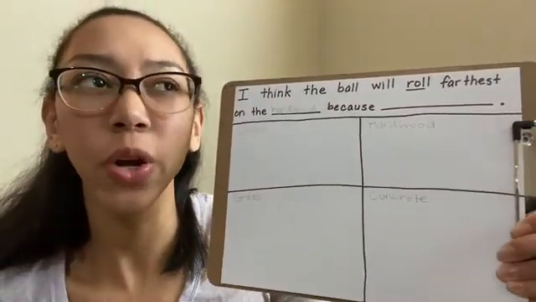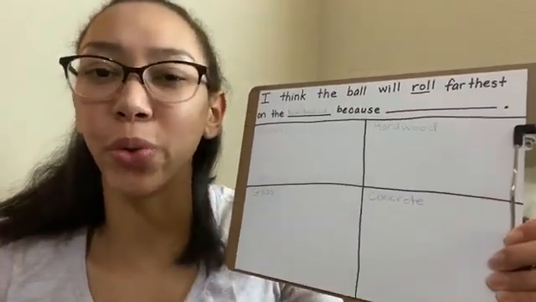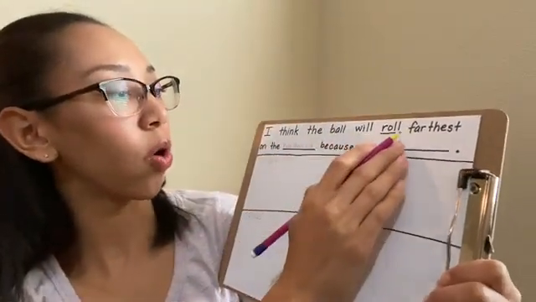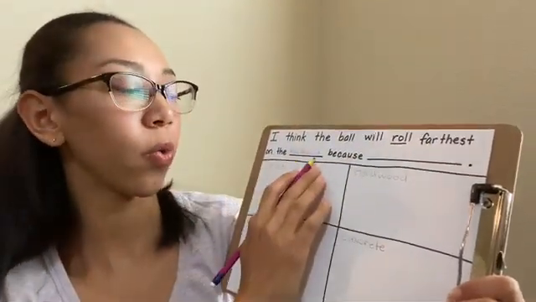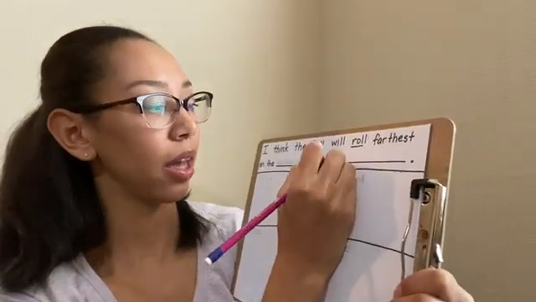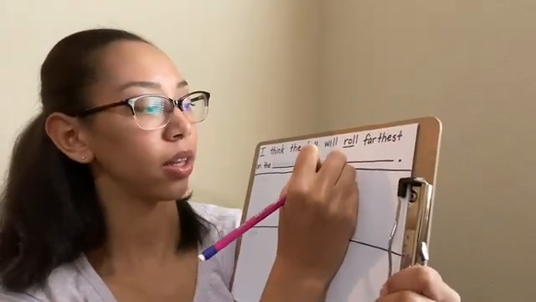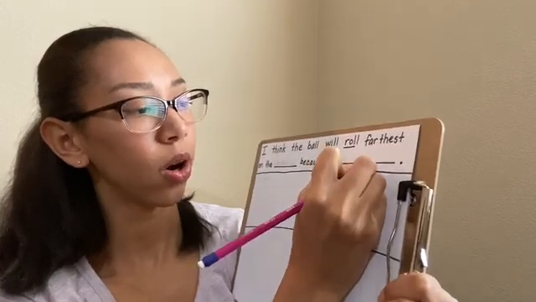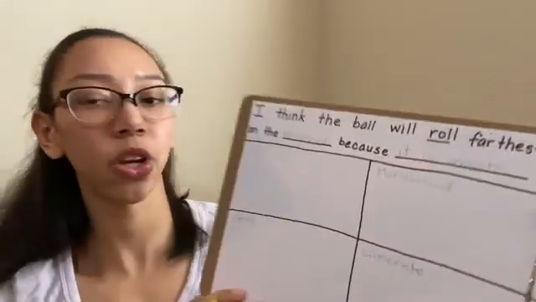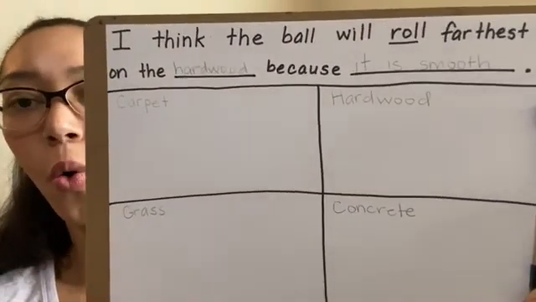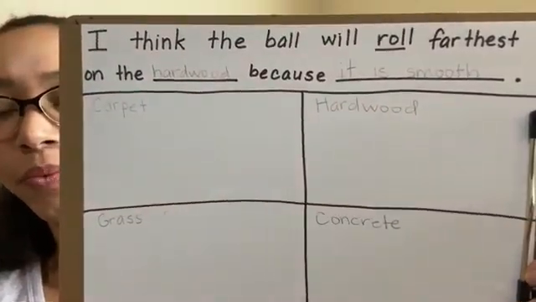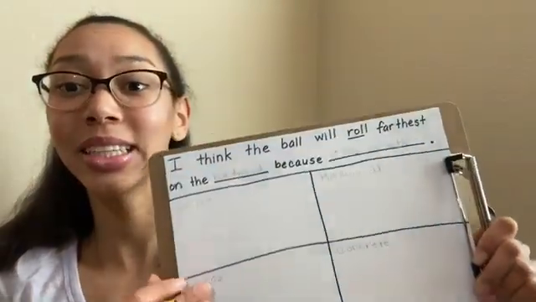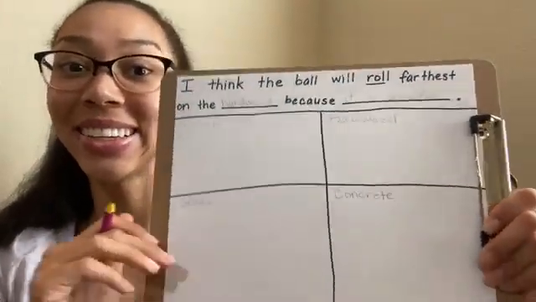And why do I think that? I feel like hardwood is very smooth. So I'm gonna do that. I think the ball will roll farthest on the hardwood because it is smooth. Go ahead and fill in your idea. It could be similar to mine, or it could be different. So now I have my hypothesis, and it's time to do the experiment to test my hypothesis. See you soon.